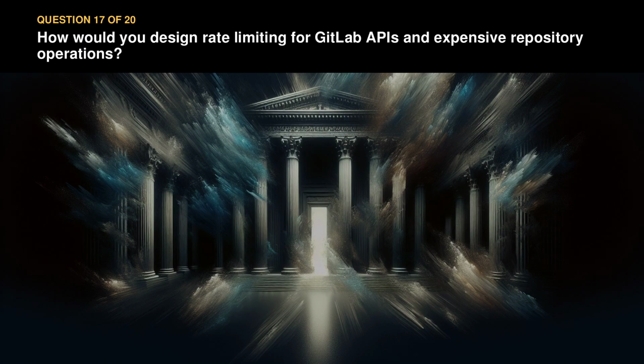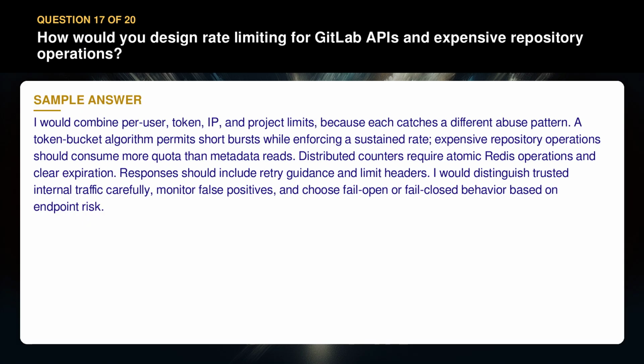Question 17. How would you design rate limiting for GitLab APIs and expensive repository operations? I would combine per user, token, IP, and project limits, because each catches a different abuse pattern. A token bucket algorithm permits short bursts while enforcing a sustained rate. Expensive repository operations should consume more quota than metadata reads.